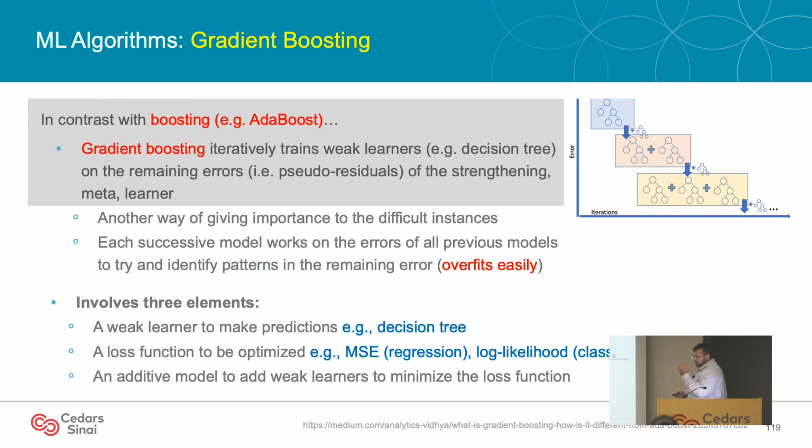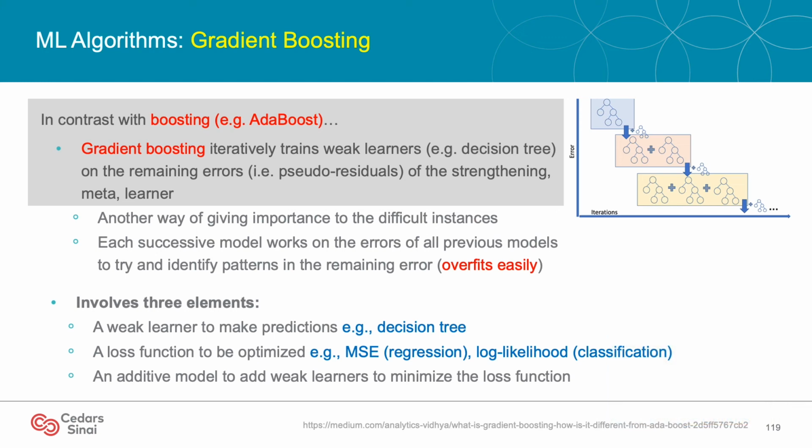Typically, to do this process, you have three parts. You have a weak learner to make the predictions, like a decision tree. You have a loss function that you're trying to optimize. For instance, mean squared error could be your loss function if you're doing regression, or log likelihood if you're doing classification. And then lastly, an additive model where you're piecing on each subsequent decision tree. So those three parts make this system.